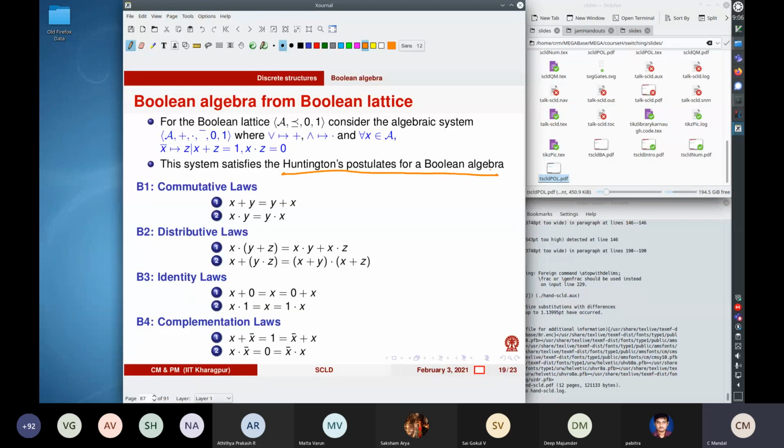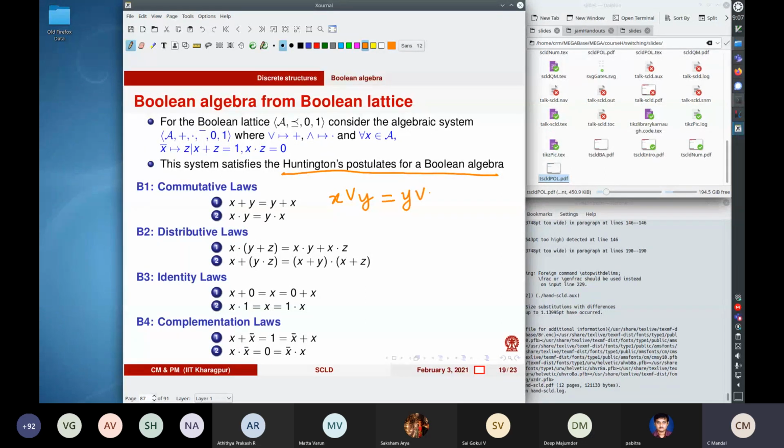So these laws are consistent with the properties of a Boolean lattice. Okay. These are the laws of Huntington's postulates for a Boolean algebra. And you have already studied the properties of a Boolean lattice. So essentially we are mapping. This is the commutativity law. You have already seen that this is satisfied in a Boolean lattice, for example.